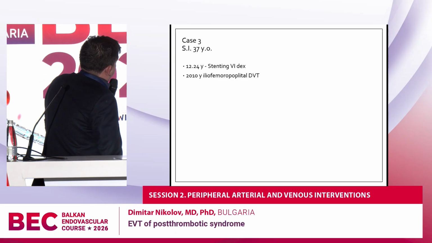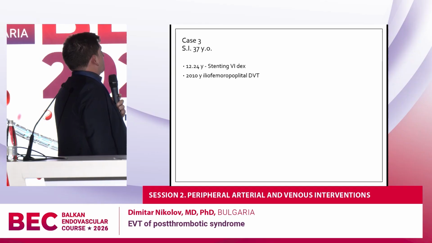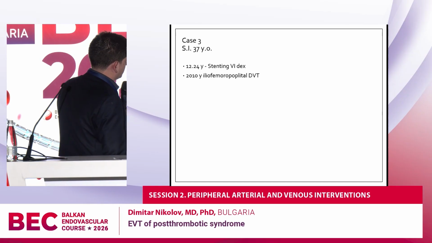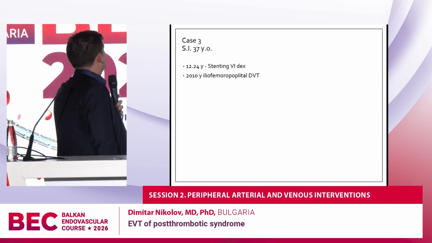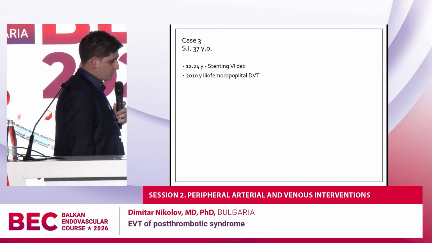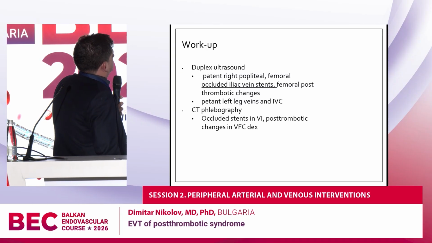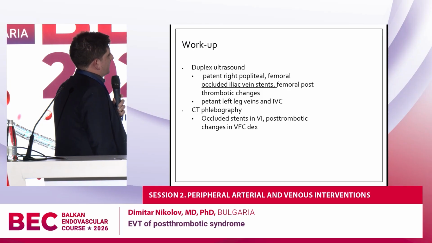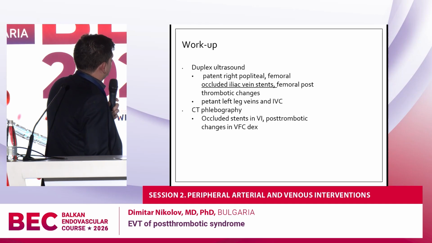The third case is a 37-year-old female. In 2010, iliofemoral-popliteal DVT, and 24-year stenting of the right iliac vein for postthrombotic changes. The duplex ultrasound showed patent right popliteal and femoral veins and occluded iliac vein stents at the distal part.